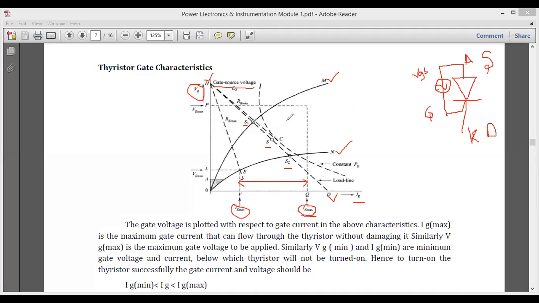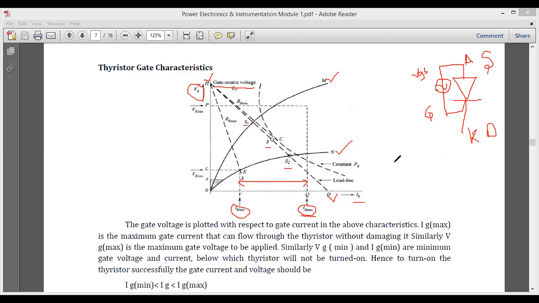This gate characteristic says that once I start to apply the current to the gate terminal, or the gate source voltage to the SCR, and it reaches its minimum value, what graph am I getting? Or if I reach my maximum level of gate current, how much voltage can I draw at the output side? Therefore, the gate voltage is plotted with respect to the gate current, as shown in the above characteristics.